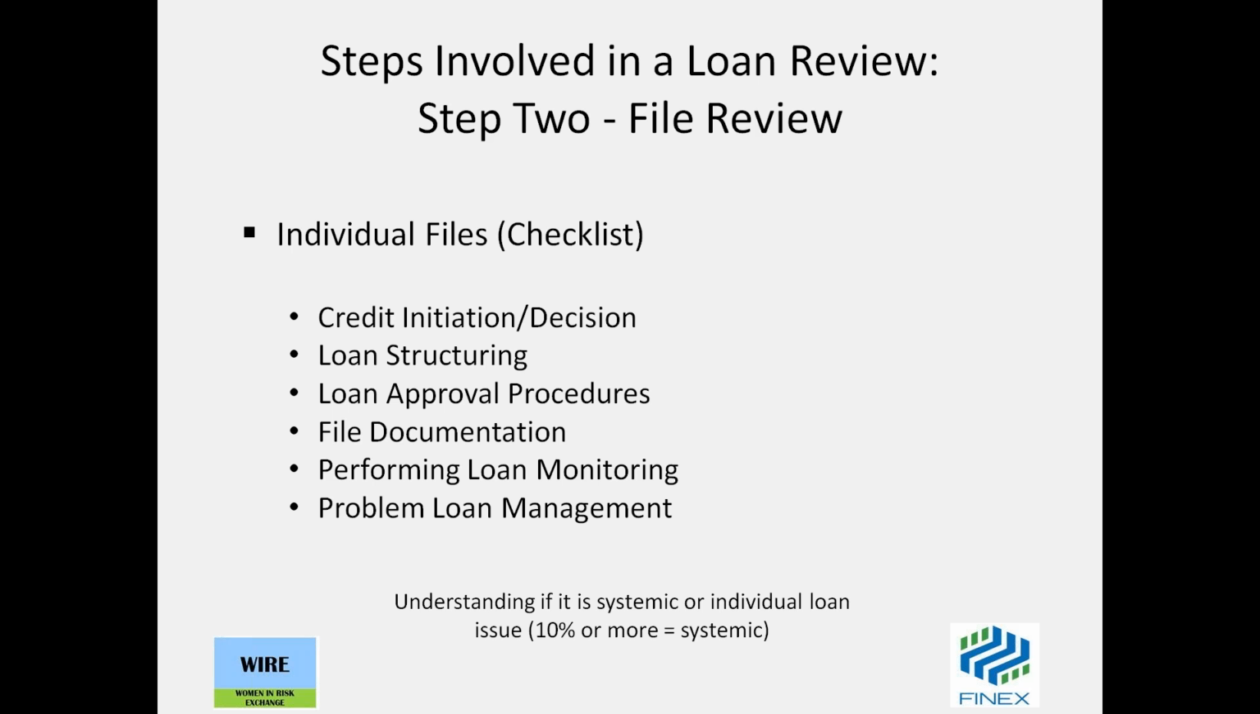But the checklist is really important because that will dictate the questions and the areas I'm looking at. So we normally have about 6 categories on the checklist. I'm going to show you some examples. We have credit initiation, the credit decision, loan structuring, loan approval procedures, the file documentation, and then we have performing loan monitoring and problem loan management.